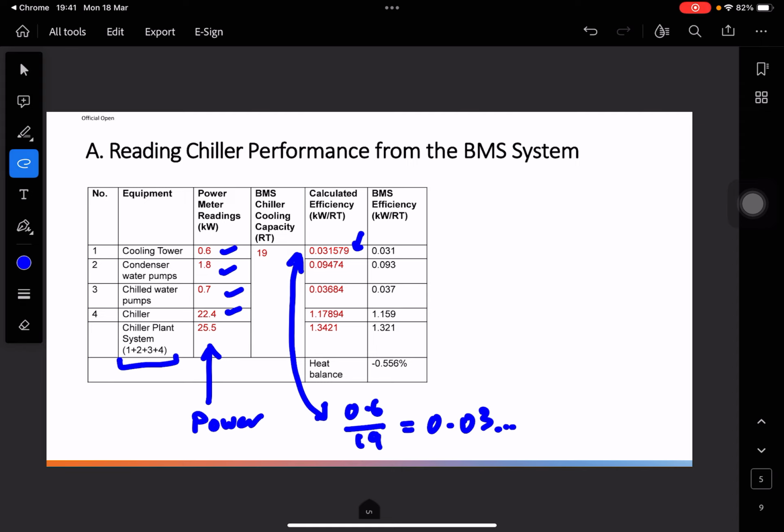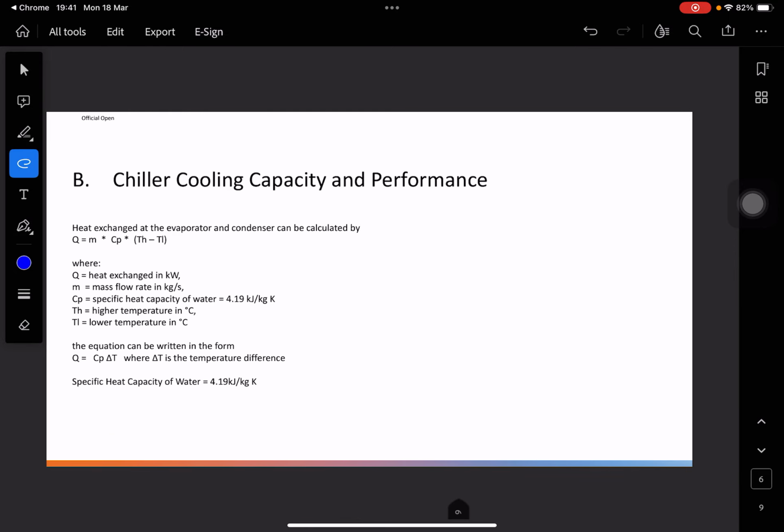Then you will have something called a heat balance. This is the calculated versus the BMS part of it. Something along the line of 10% is still reasonable. More than 10 to about 15% is usually yellow, and more than that, 20%, is red in color. Why is it so? Because there's a certain drift between the calculated and what is being presented. So that's something you will need to learn: how to read the chiller performance from a BMS system.